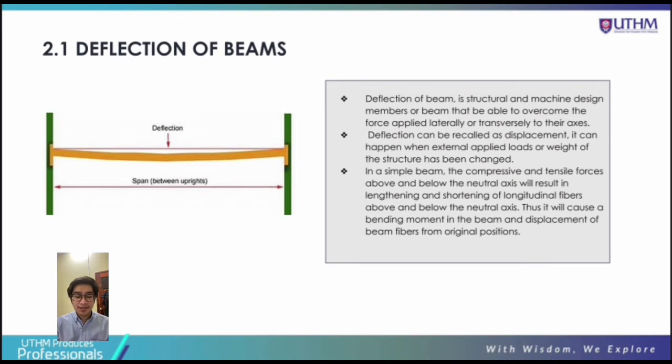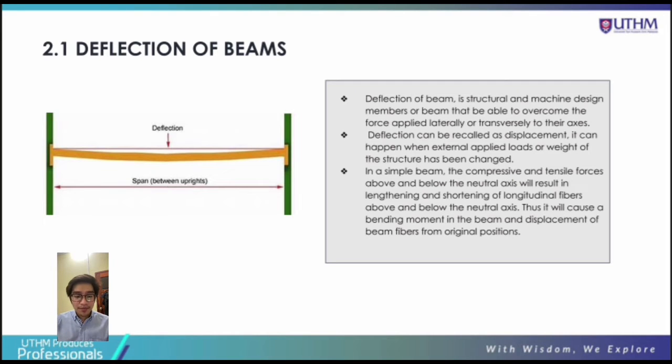Deflection of beams: a beam is a structure and machine design member that can overcome a force applied laterally or transversely to its edge. As we can see on the diagram, it shows how deflection can occur from the edge. So deflection can be called displacement. It can happen when external applied loads or the weight of the structure changes.